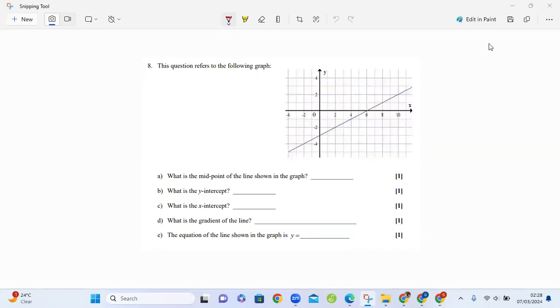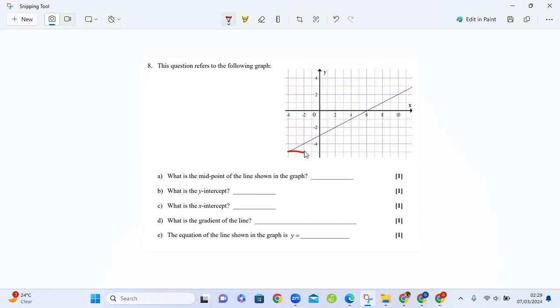Here we are going to discuss this question on coordinate geometry, number 8. It says this question refers to the following graph. Here you can see a diagram with the x-axis, the y-axis, and a line. This line seems to have a positive gradient because it is going up. You start here and go from left to right horizontally, because x is always increasing towards the right, and you stop here.